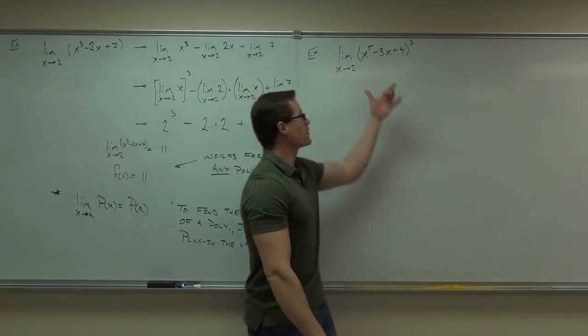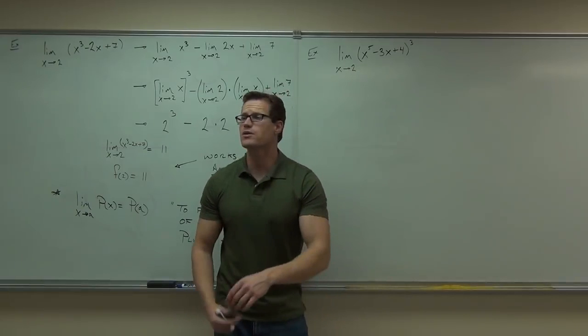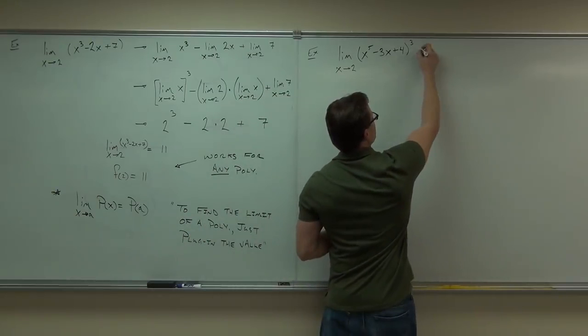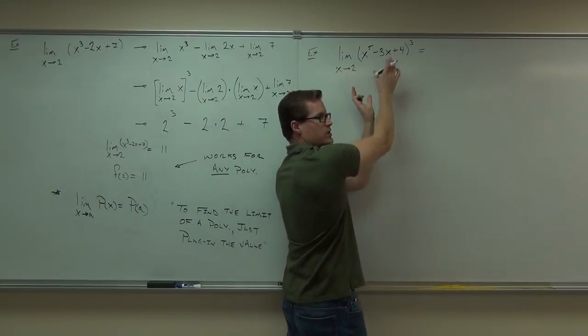So, how can we figure out this limit? Plug in the number. Why don't you do that on your own? Plug that number in there, because we know that the limit is going to equal whatever this function is when evaluated at the point a equals 2.